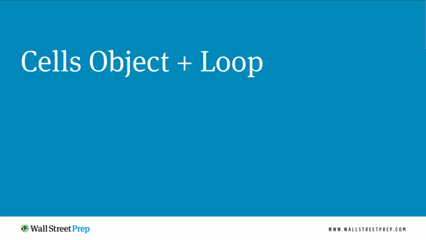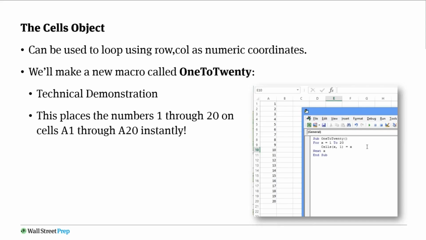Ooh, now we're going to get into something really fun. Using the cells object, which is really similar to the range object that we've just seen, like range A1, range B3. The cells object is actually a cell or a group of cells, but it's a different way of getting to it. So the cells object can actually be used to loop through things.